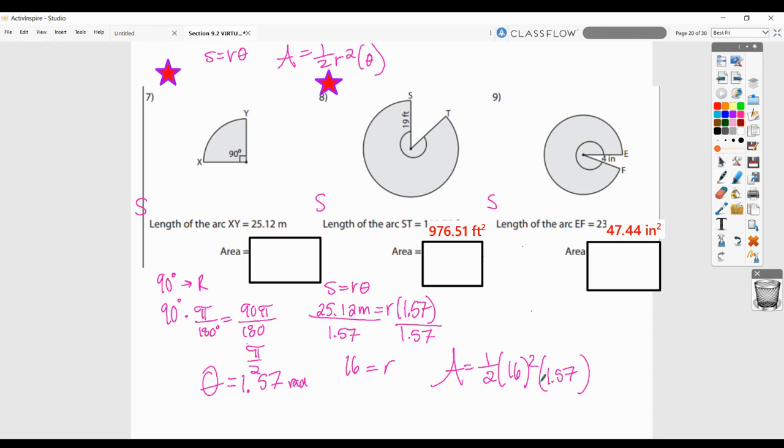So now we got 16 squared times 0.5 times 1.57. And we should be getting 200.96. And just remember, length of the arc is always a unit, whether it be meters or centimeters. The area is just that unit squared.